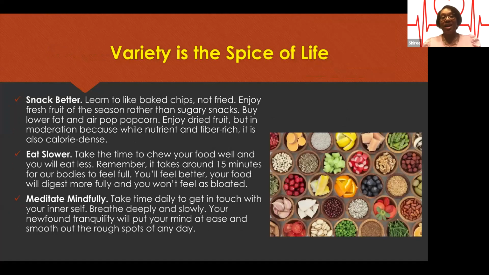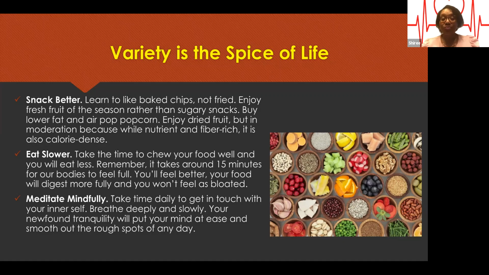Variety is the spice of life. Snack better. I'm not saying you can't snack, but get better options like baked chips and not fried. I'm not a huge fan of baked chips, but that's an option. And to the extent possible, eat your fruits and vegetables fresh rather than getting them in a jar or a can, especially in the summertime. As I mentioned, all those farmers markets.